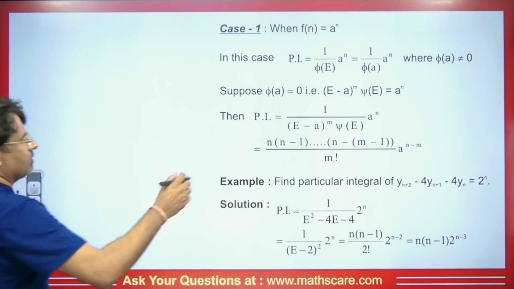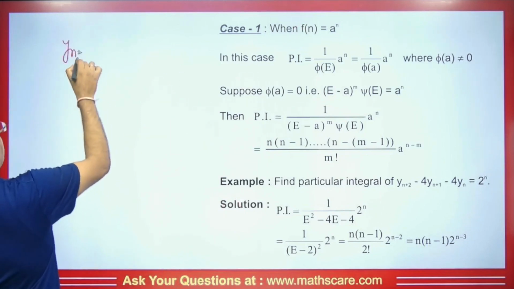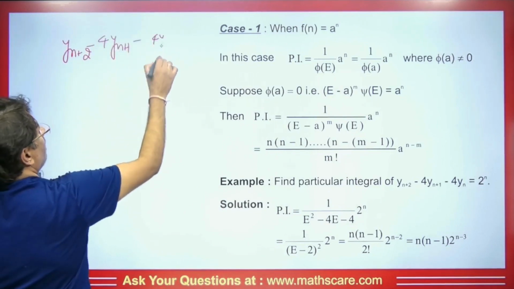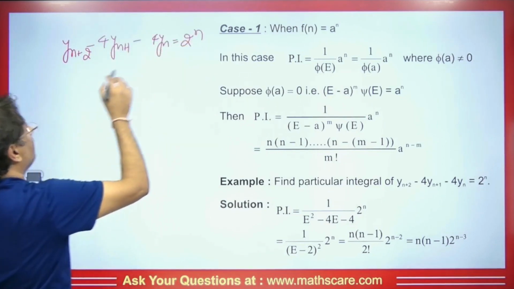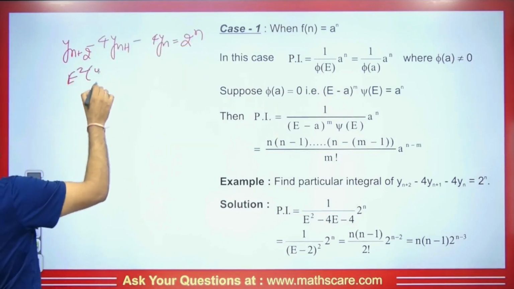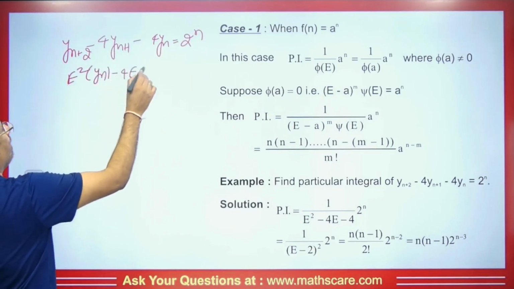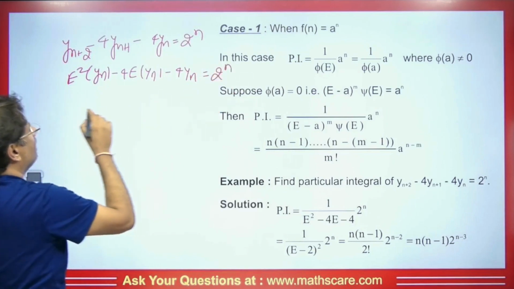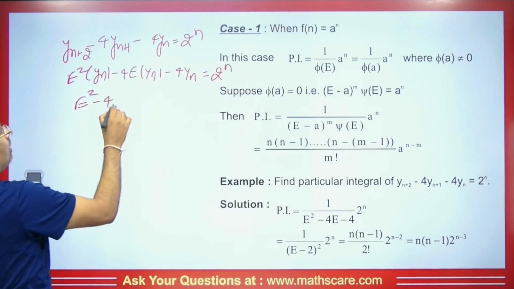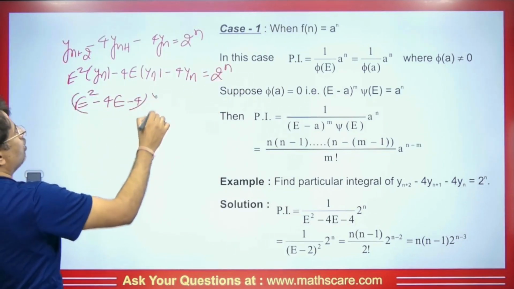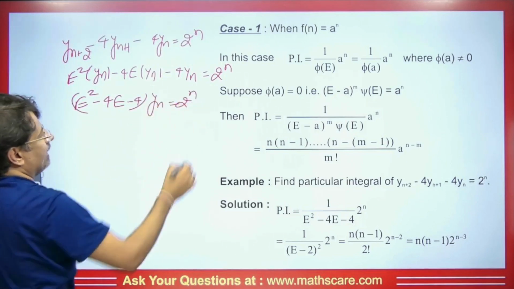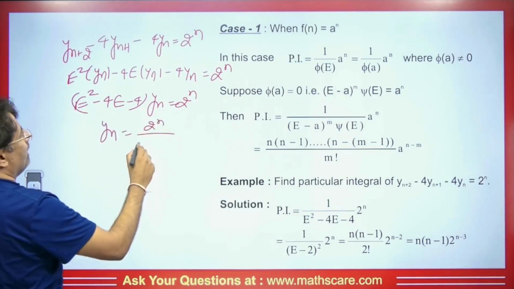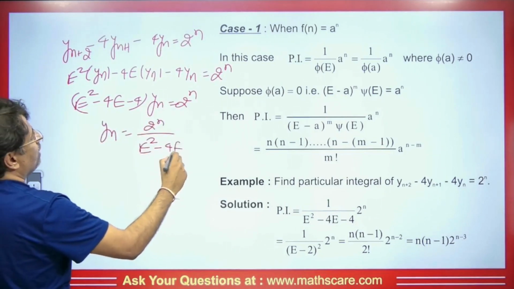I am going to take an example in front of you. Here we have y(n+2) minus 4y(n+1) minus 4y(n) is equal to 2 power n. What are we going to do with this? We will write E squared y_n minus 4E y_n minus 4 y_n is equal to 2 power n. So here it will be (E squared minus 4E minus 4) into y_n is equal to 2 power n. Is it clear? So we will take this to the denominator. So y_n is equal to 2 power n upon (E squared minus 4E minus 4).